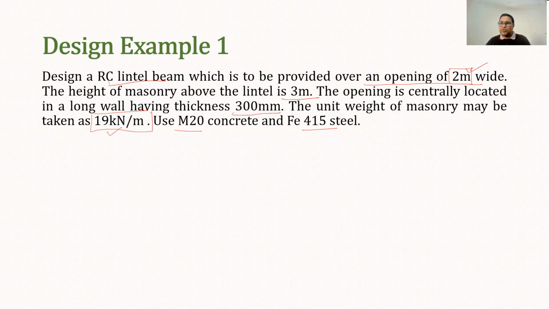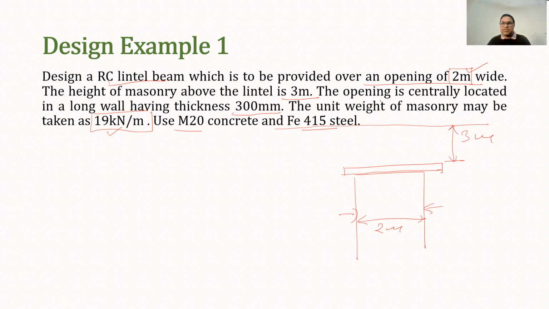So in this case, 2 meter wide opening is given. So for example, if this is the opening, so this value is 2 meter. So we will be providing lintel over it like this. And the height of masonry above the lintel, say, for example, this is the ceiling height. So this height is given, which is 3 meter.